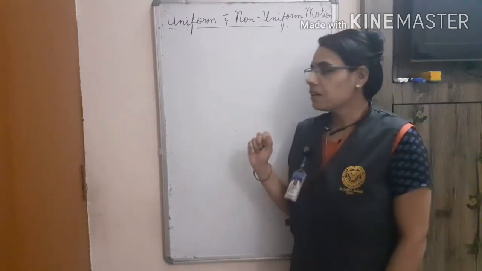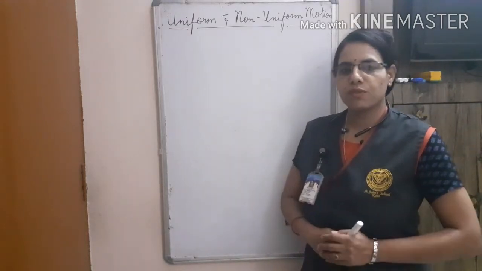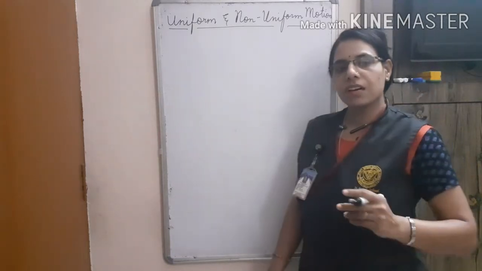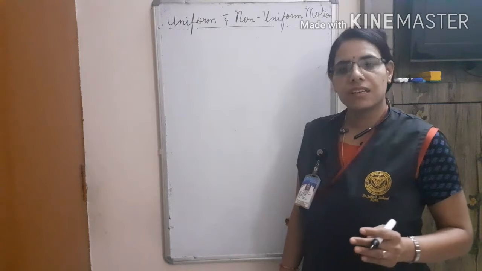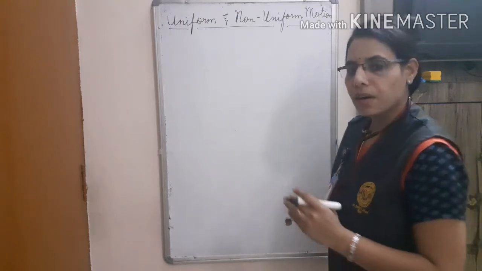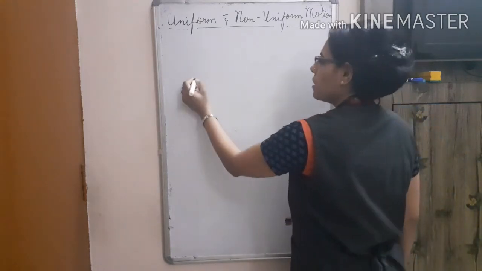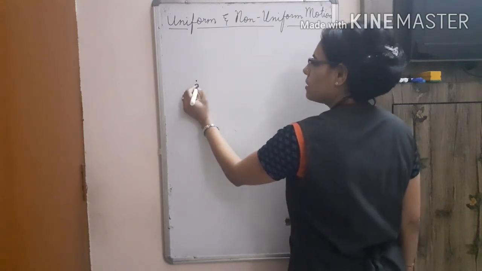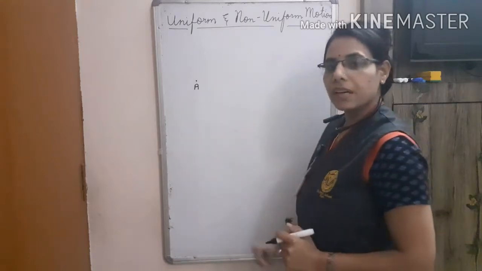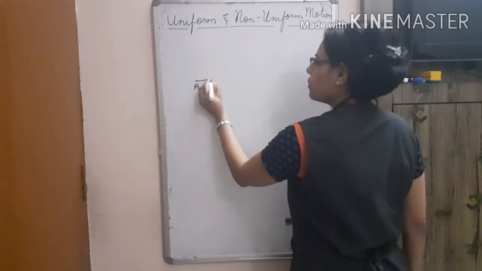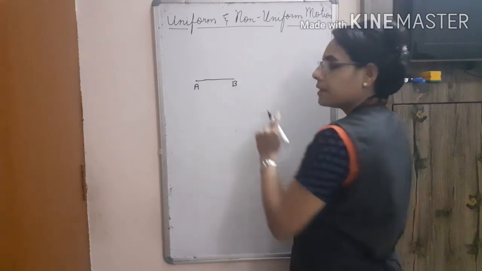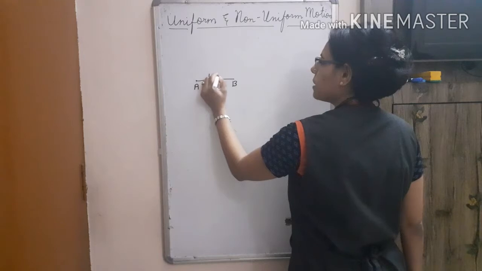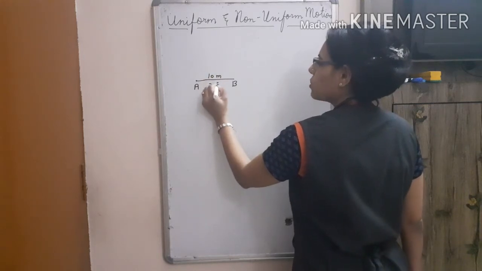Today we are starting uniform and non-uniform motion. Now, uniform motion is when a body covers equal distance in an equal interval of time. I am taking one example. Here is an object. This object starts to move from point A. When it moves and reaches point B, it covers a distance of 10 meters in 2 seconds.